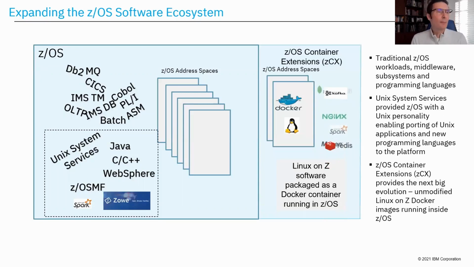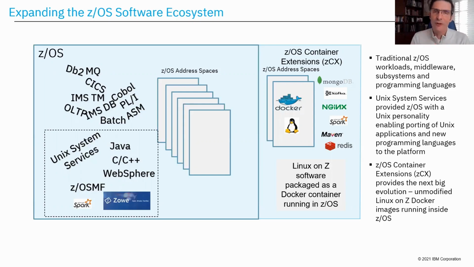So what we're talking about here is the next evolution in the ecosystem of zOS, and that is zOS container extensions, the ability to take unmodified Linux on Z binaries and to be able to deploy them and run them directly on zOS as long as they're packaged as Docker containers. As Docker images, excuse me.